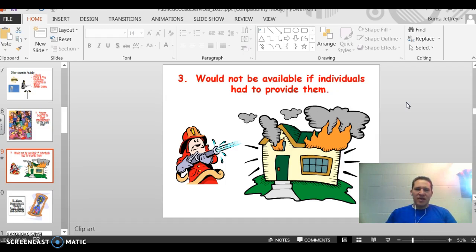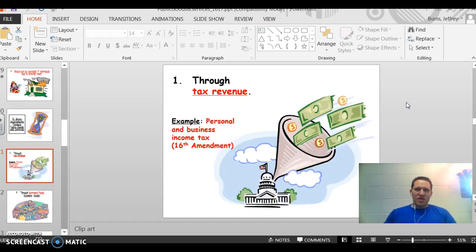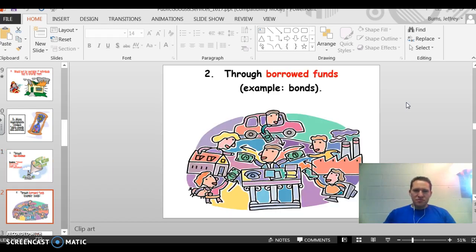And we know that. So letter B, going down, there are 4 bullets there. How the government is able to produce public goods and services, letter B. The first is through tax revenue. For an example, you can put the 16th Amendment, which you'll learn about in my video on tax, borrow, and spend. The second is through borrowed funds, from borrowing money from the Federal Reserve, which you will also learn in part of this lesson on the Federal Reserve, which is going to be a textbook activity and a video.